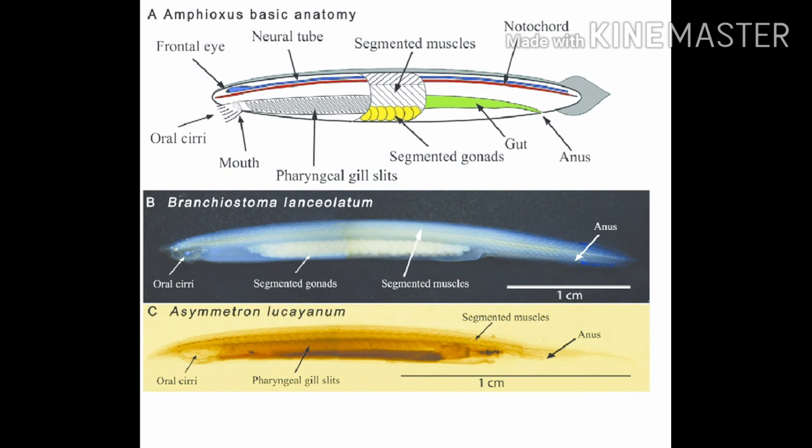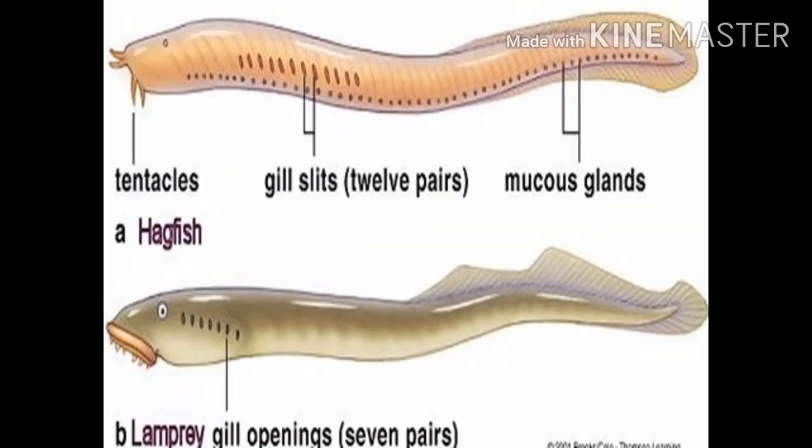Now we will learn the characteristics of subphylum vertebrata, which is divided into six classes. The first class of vertebrata is cyclostomata. These animals have a jawless mouth provided with a sucker. The skin of this animal is soft without scales. The endoskeleton is cartilaginous. Examples, petromyzon, myxine, etc.